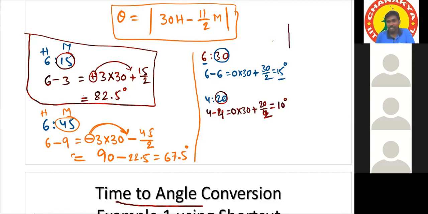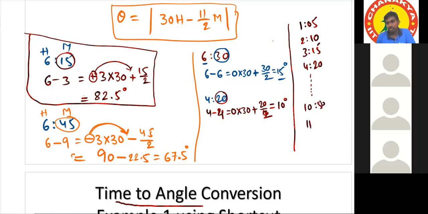Okay. So I can list out all these timings here. 1:05, 2:10, 3:15, 4:20, and so on. We can say up to 10:50, and one more is 11:55. Yes or no? For all these timings, what is the angle between the two hands? The angle between the two hands is simply theta equal to minutes by 2. Yes or no? Yes, sir, simply minutes by 2.